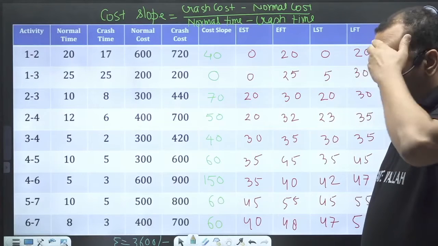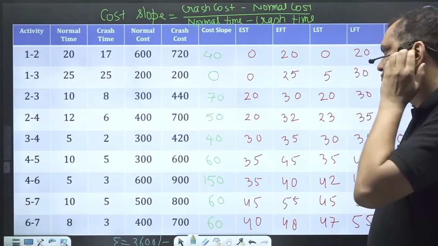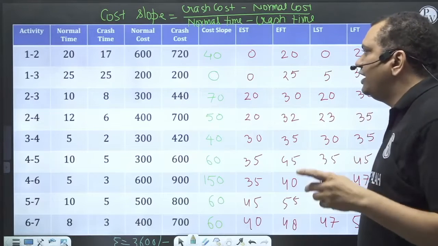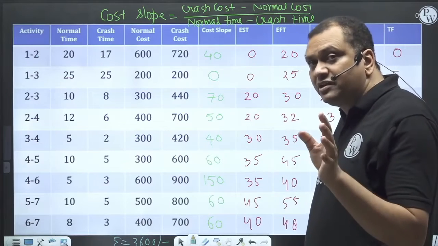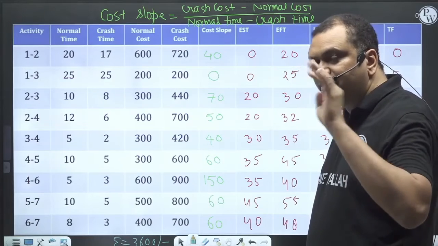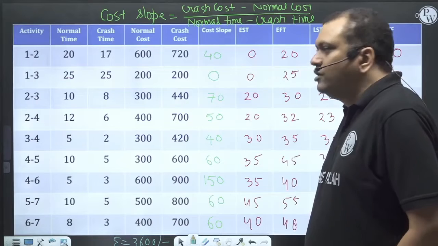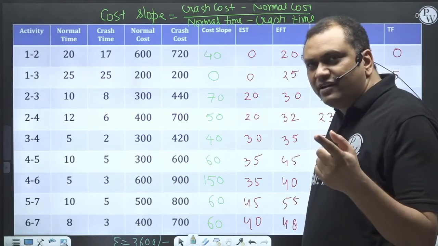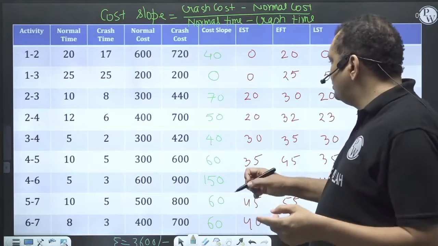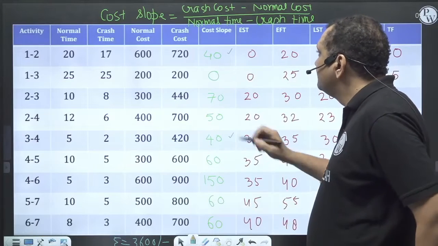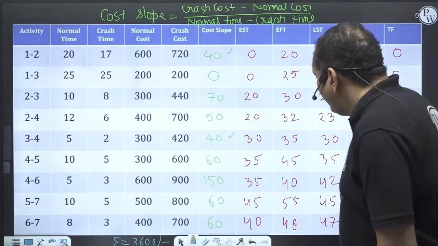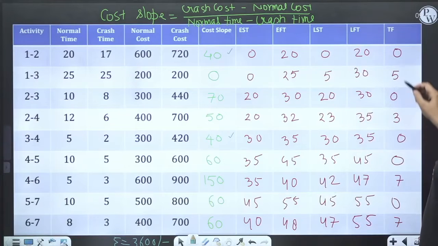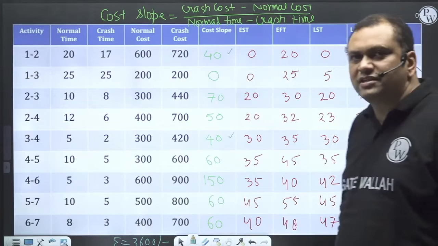So now I want to decrease the project duration by 4 days. I will select the activities having minimum cost slope. Those activities are 1 to 2 and 3 to 4. Let us see whether these are critical activities. Yes, both are critical activities, because their total floats are 0.